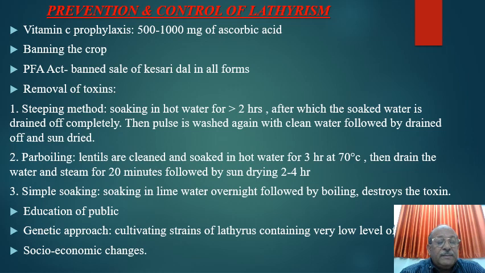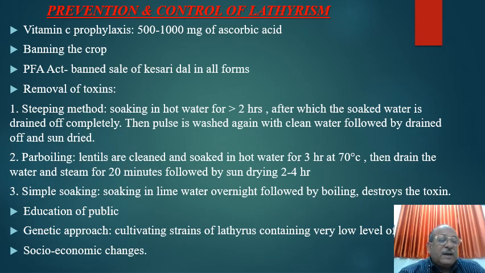Second is parboiling. Lentils are cleaned and soaked in hot water for 3 hours at 70 degrees centigrade. Then drain the water and steam for 20 minutes, followed by drying for 2 to 4 hours. Next is simple soaking. Soaking in lime water overnight followed by boiling destroys the toxins.